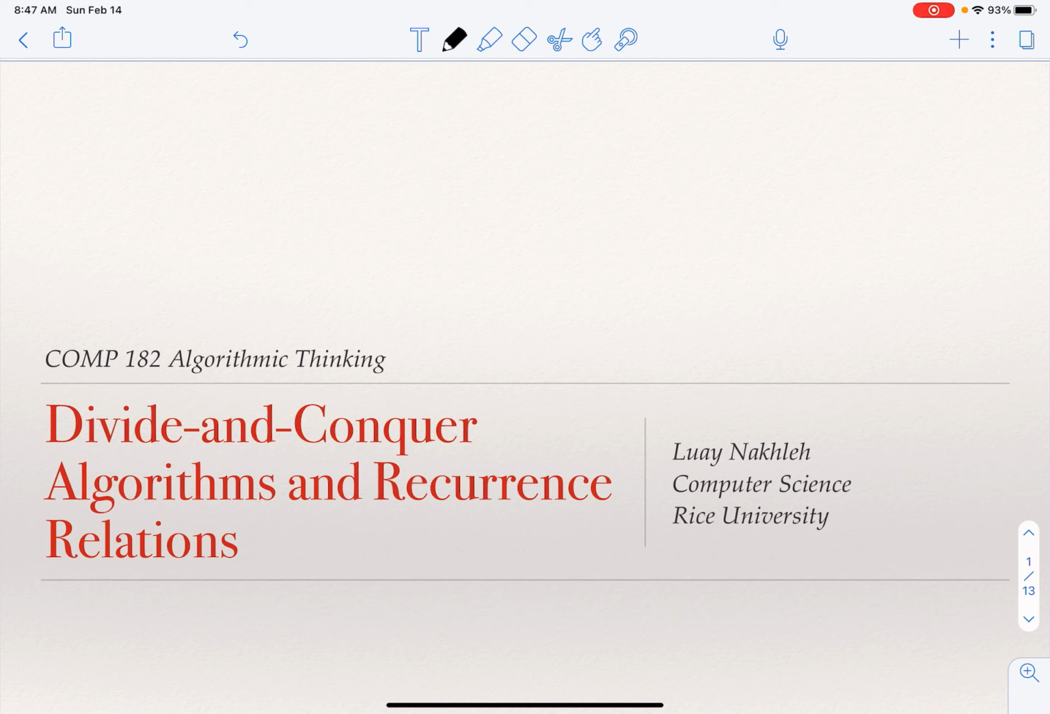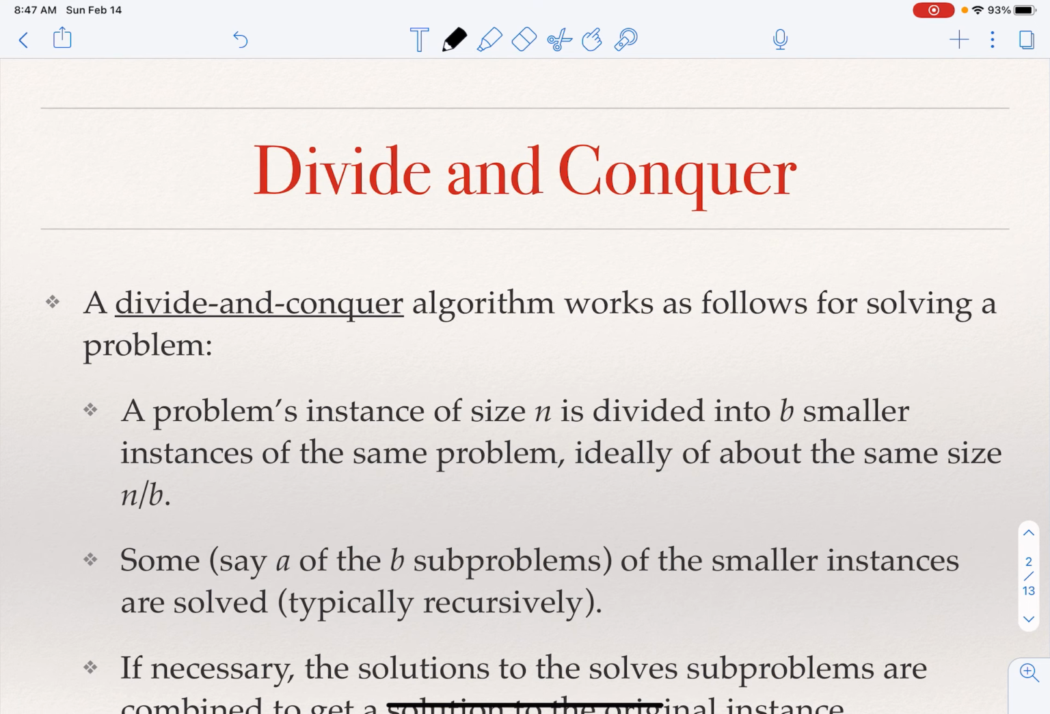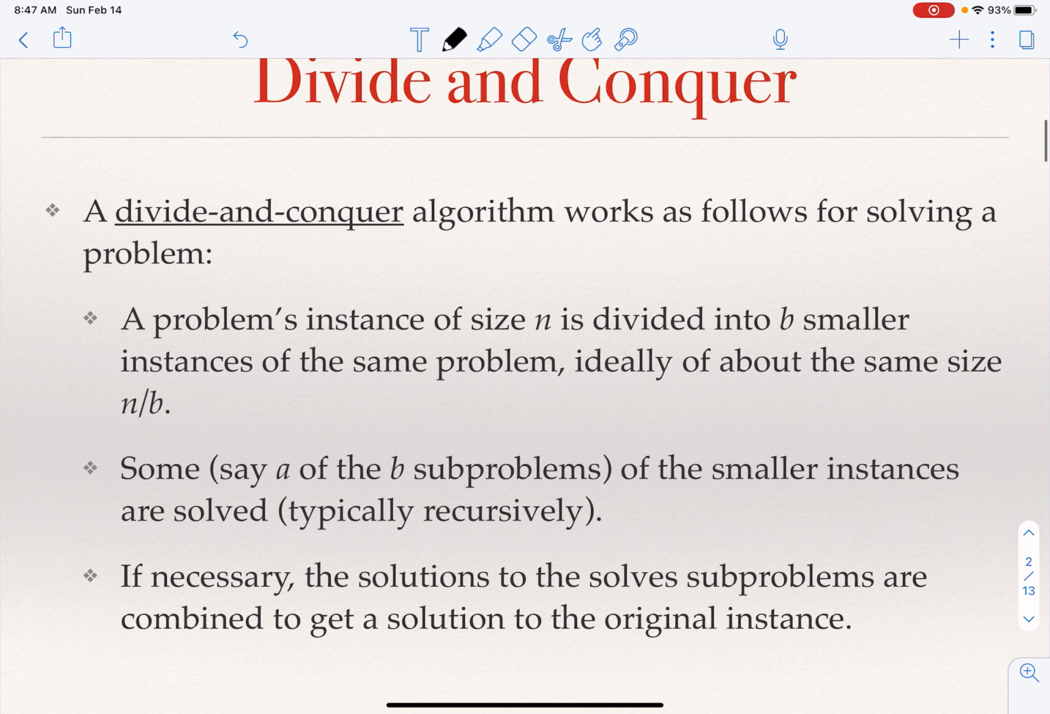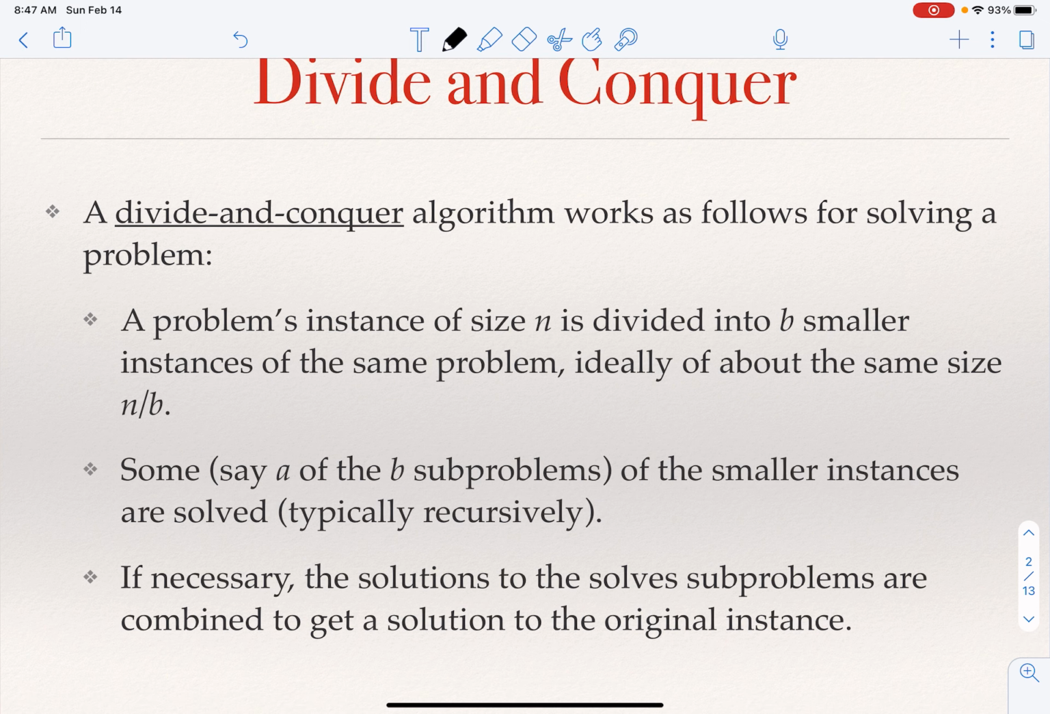I will now talk about a very powerful algorithmic technique that we call divide and conquer. Divide and conquer is a simple algorithmic technique, but very powerful. It says that if you want to solve a problem on some instance of size n, what do I mean by instance? Suppose you want to sort an array of n elements.